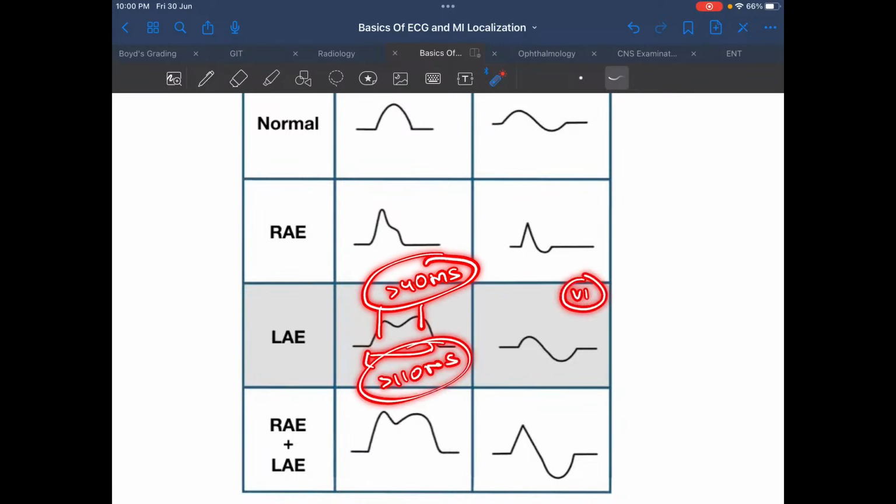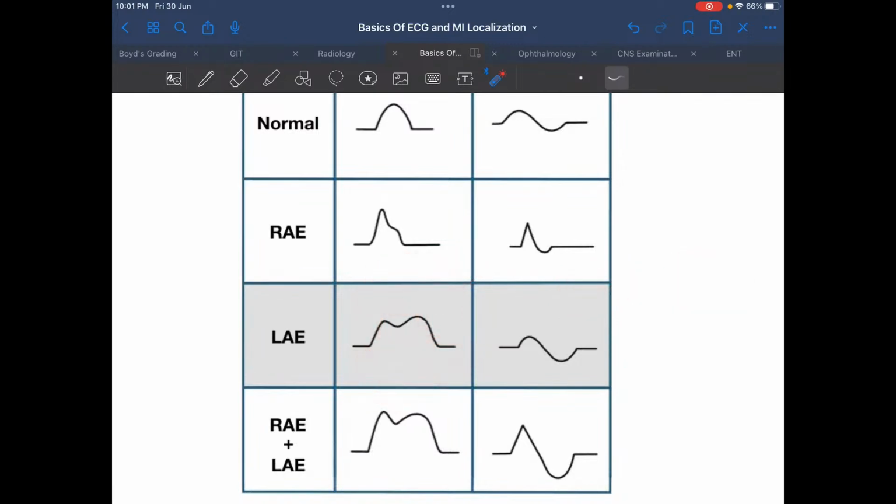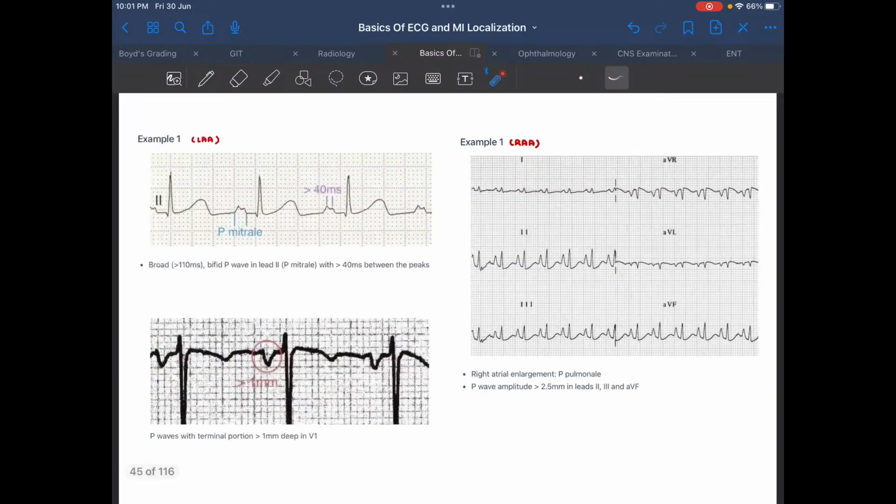And what about V1? In V1, if the negative deflection is more than 1 millimeter. And if I find both findings, tall and broad, negative deflection more and positive deflection more, then obviously it's a biatrial enlargement, okay, or hypertrophy or abnormality.